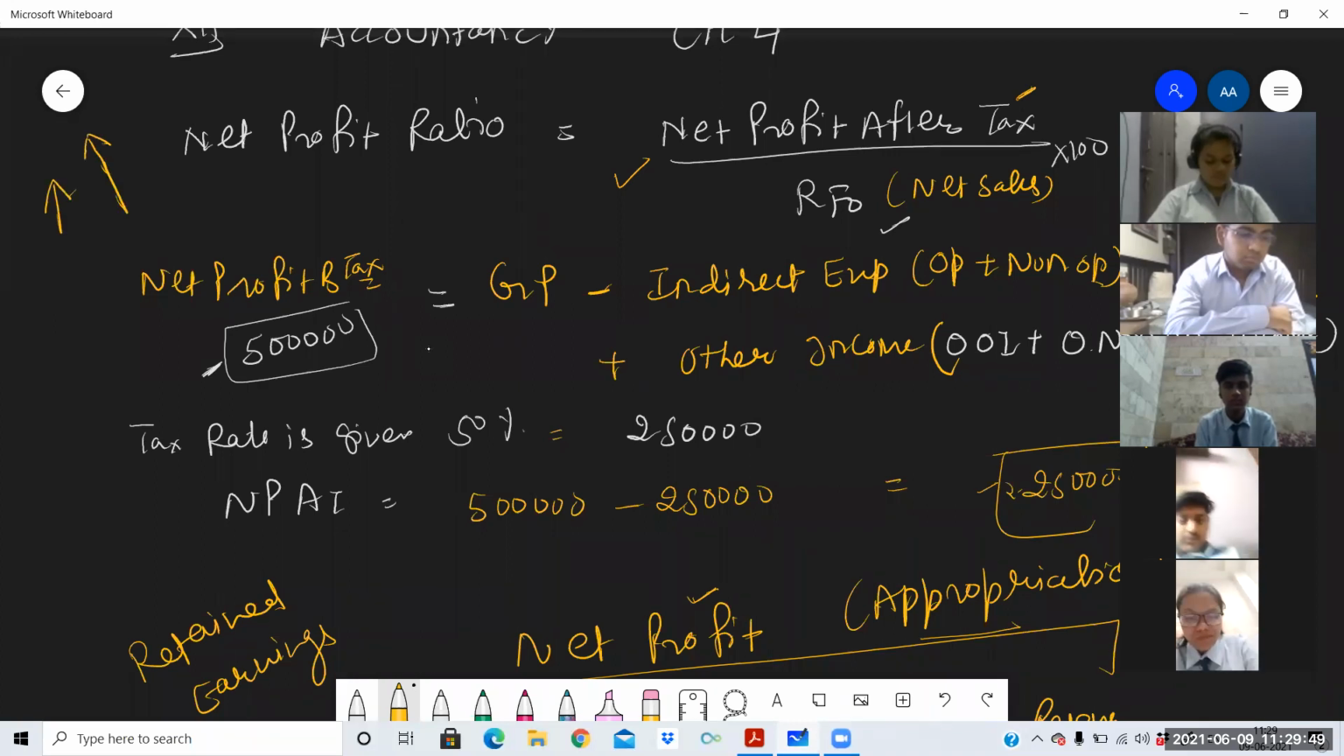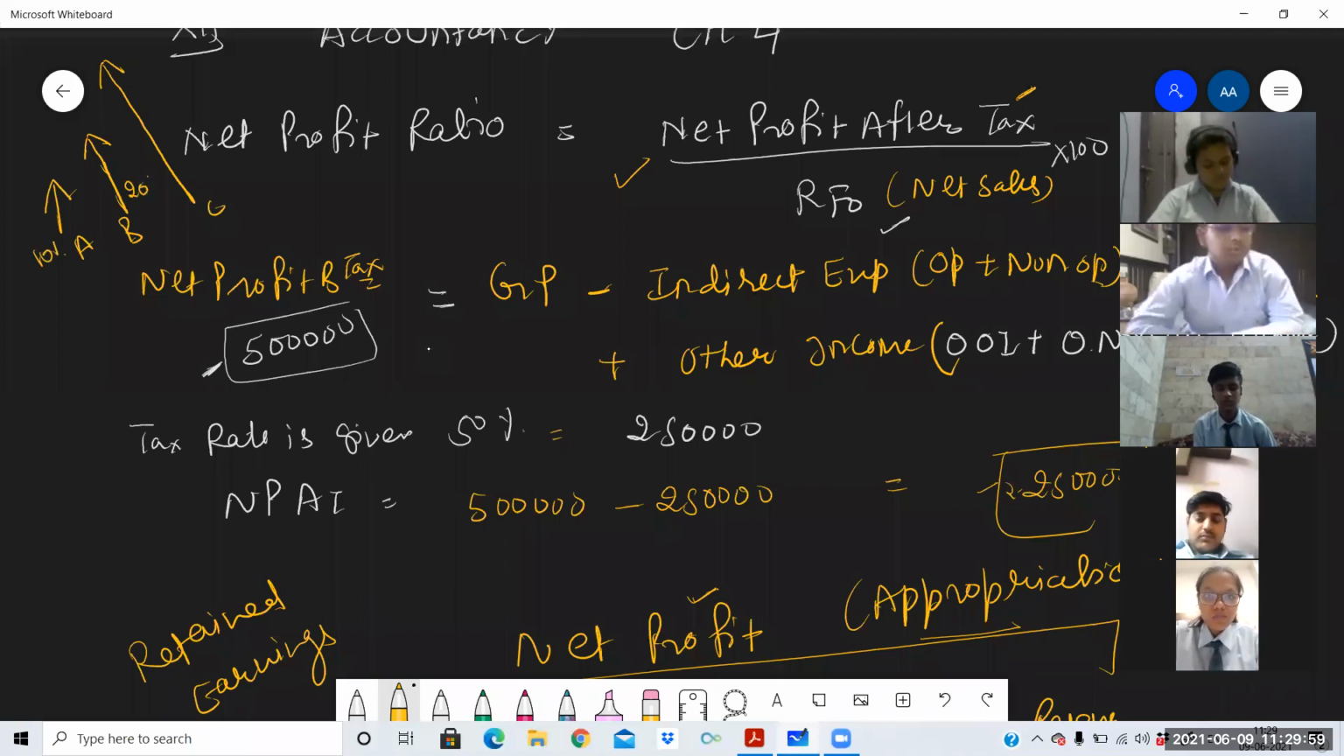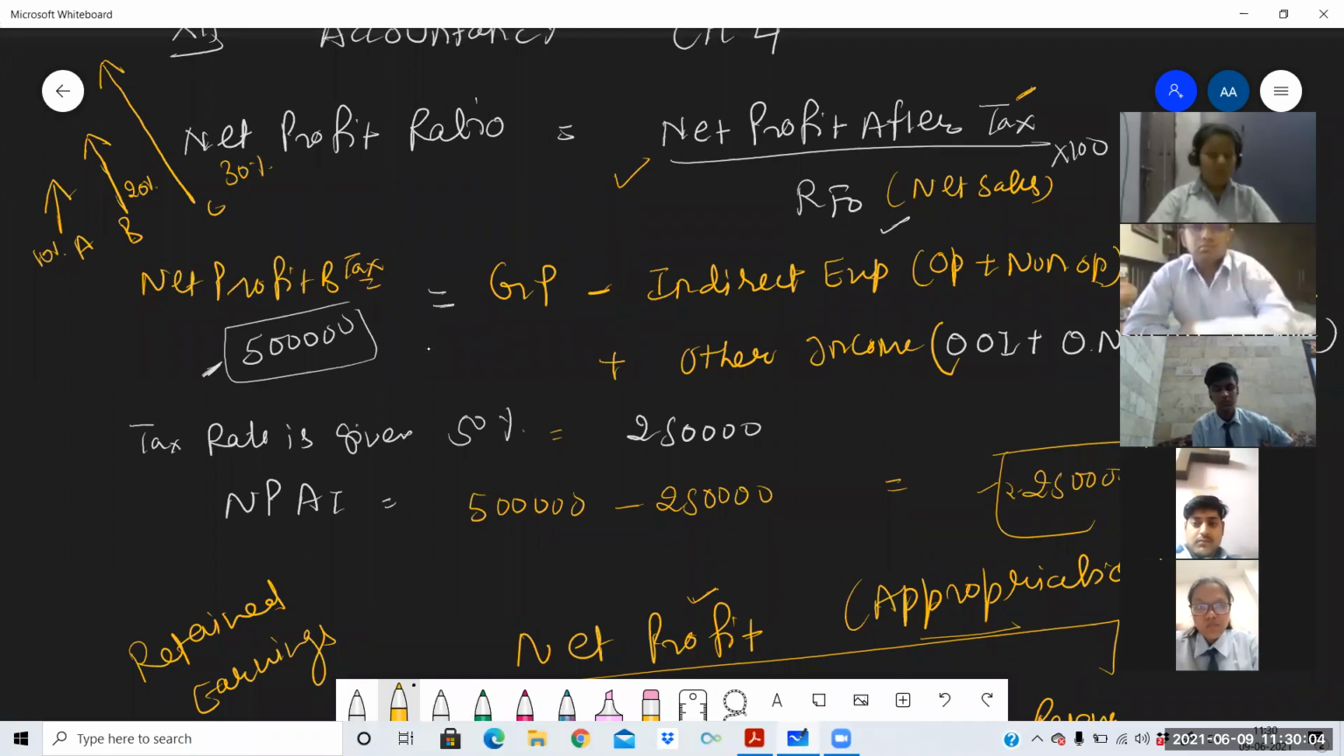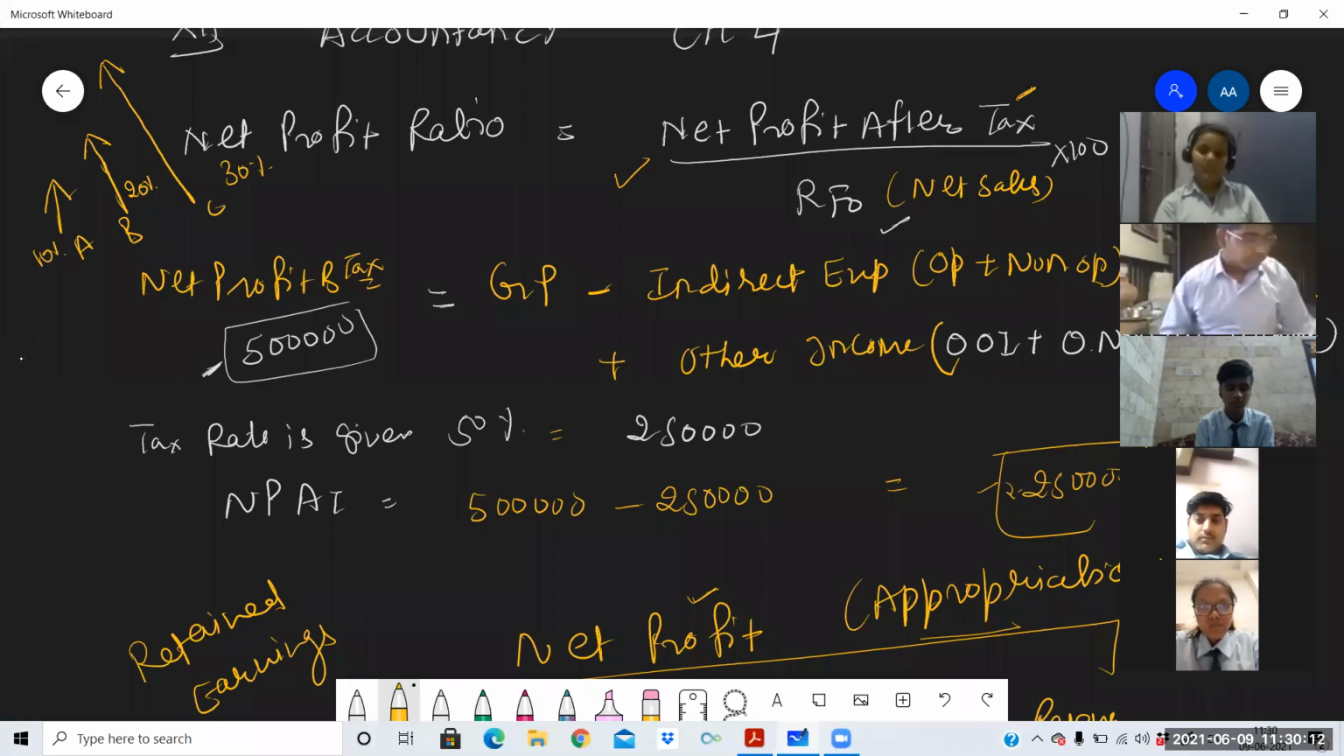Suppose 2 companies are there, or we can assume that 3 companies are there, company A, company B and C. Company A's net profit is 10%, company B's net profit is 20%, and company C's net profit is 30%. It means company C is in the better position as compared to A and B. Means this company can do the appropriations in a better way. It needs to pay more taxes to the government. Okay, it needs to pay more dividend to the shareholder, and it must be having enough amount to create the reserves to strengthen its financial position.